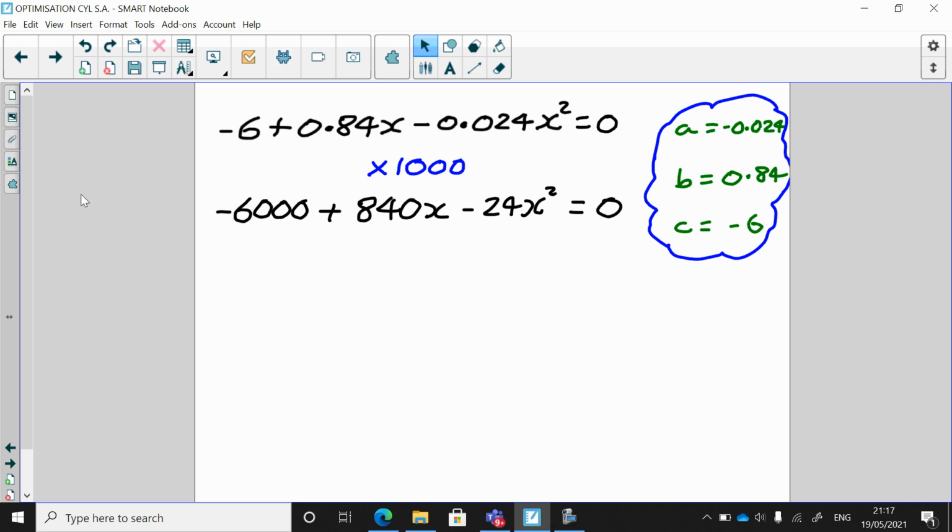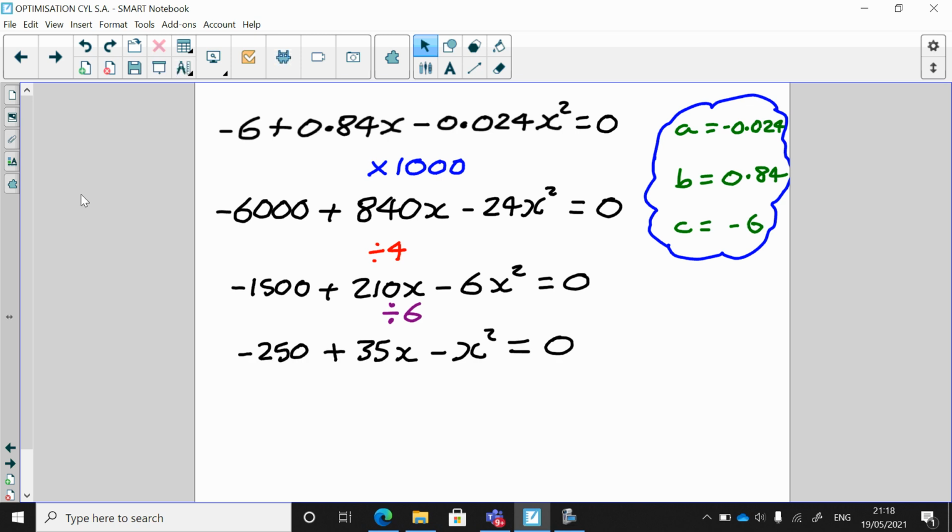Okay, now I'm looking at the numbers here and saying, well, maybe they're too big, so can I reduce them? Does a number divide into them? I'm thinking about 4. Let's divide it. I get that there. I'm re-examining the numbers. Can I shrink them down? I'm looking at the 6 in front of x squared. I think they're all divisible by 6. That's what I'm going to do there. Divided by 6. Right, okay, so we've got that there.